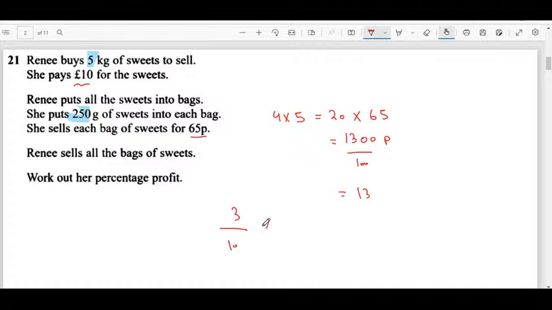3 divided by 10 multiplied by 100 would give you 30%. And that is the correct answer. You were supposed to find the percentage profit. Yes. Anything that you were not able to understand, Turhan and Saneem? No, ma'am. Okay. And Saneem, is that okay? Yes. Okay.